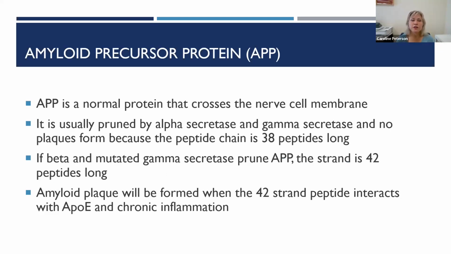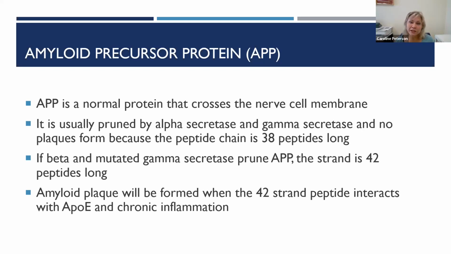So there's something that's called the amyloid precursor protein, APP. It's a normal protein. It crosses the nerve cell membrane. That's what it's supposed to do. And it's supposed to be pruned by this enzyme called alpha secretase. Top part cut by alpha secretase, bottom part cut by gamma secretase. And no plaques form when it's done properly. It should be a peptide chain that's 38 peptides long. The body's like, awesome, I know what to do with that. Send it off to do its job.